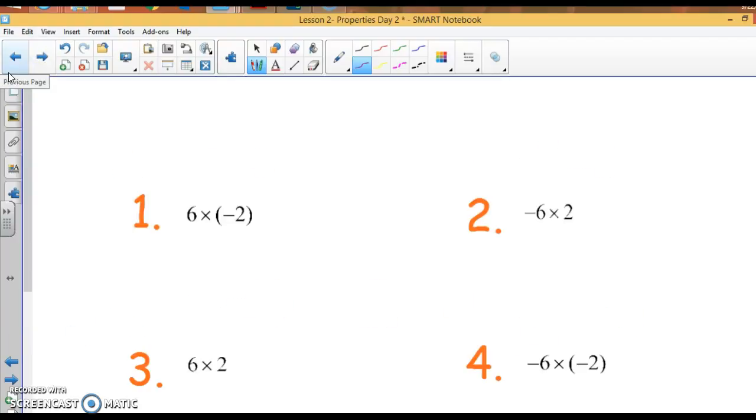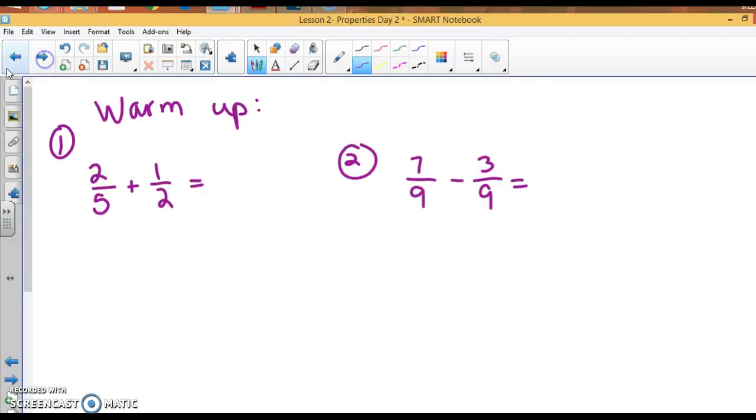Here's a review of multiplying. Again, pause it. 6 times negative 2 is negative 12. Negative 6 times 2 is negative 12. 6 times 2 is positive 12. And negative 6 times negative 2 is positive 12. Let's review. When you multiply and divide, if the signs are the same, the answer is positive. And if they're different, it's negative. And I'm obviously talking about 2 numbers there.